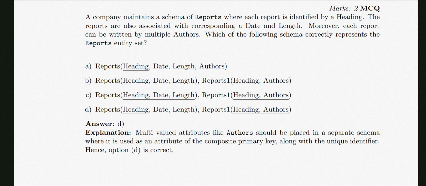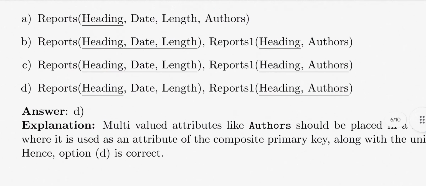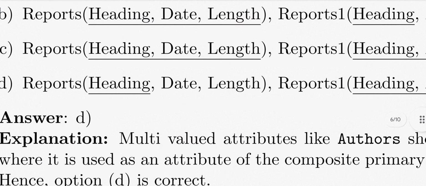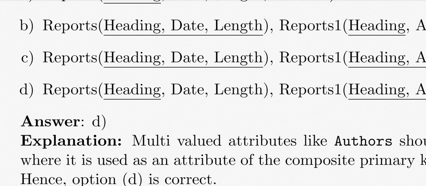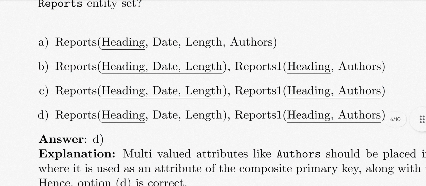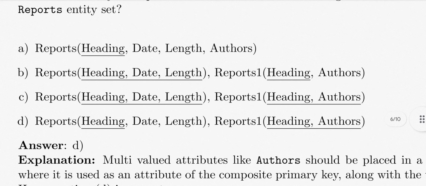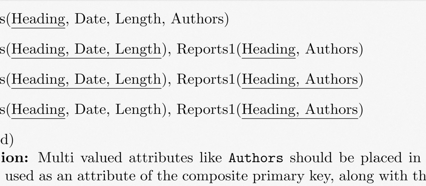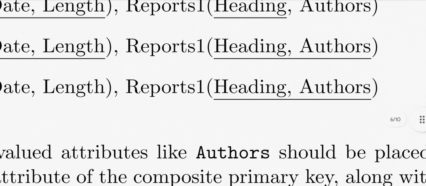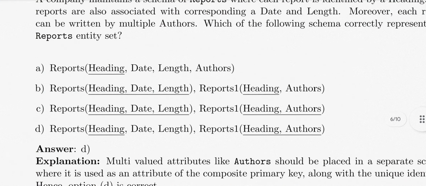That's the thing. When we have a multi-valued attribute, it can be written as a separate relation. So we can write reports with heading underlined because it is the primary key, then heading comma date comma length. Then we write another one because authors is multiple, so we write reports1 with heading comma authors, and heading comma authors altogether we should underline, then only it will be correct.